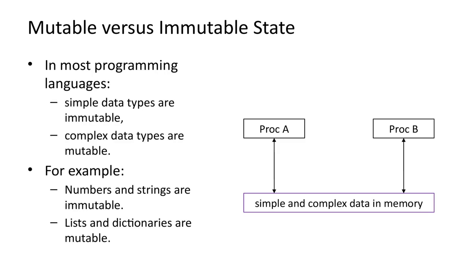Some variables in memory have simple data types, while others have complex data types. The simple data types are usually immutable, while complex data types are usually mutable. For example, let's say you have a variable that stores a number. Since it is a simple data type, the variable will be immutable. When you need to change the value, a new variable actually gets created in memory. And a new value gets assigned to that variable.